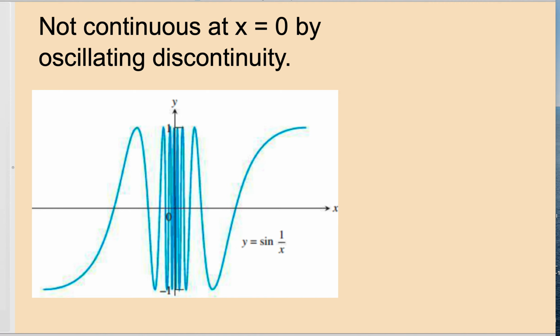Another kind of discontinuity is called oscillating discontinuity. That occurs very rarely, but this is the way it looks.